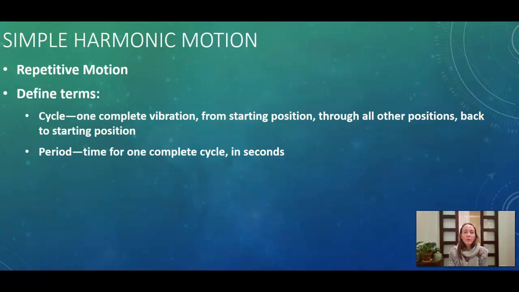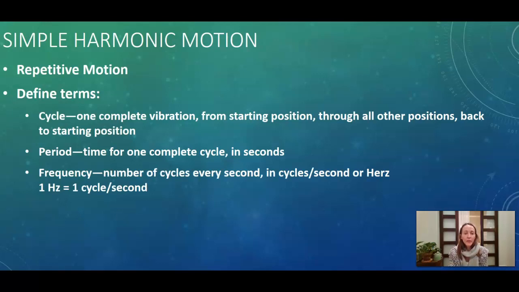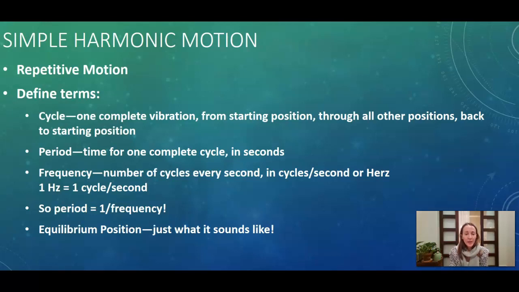Period is the time for one complete cycle, and the unit would be seconds. Frequency is the number of cycles every second. And if you remember, the metric unit of frequency is the hertz. Period is the inverse of frequency. Frequency is the inverse of period.